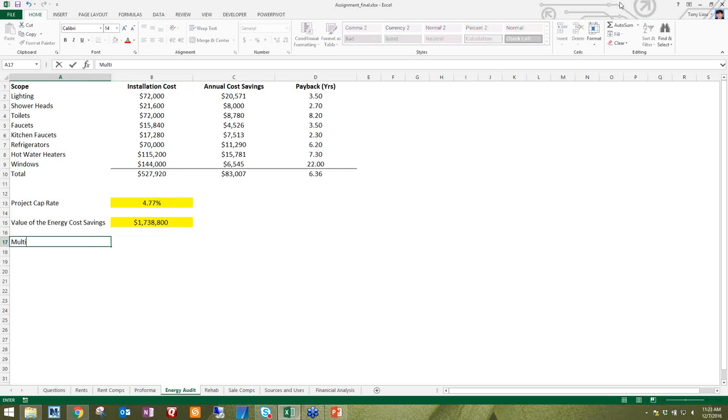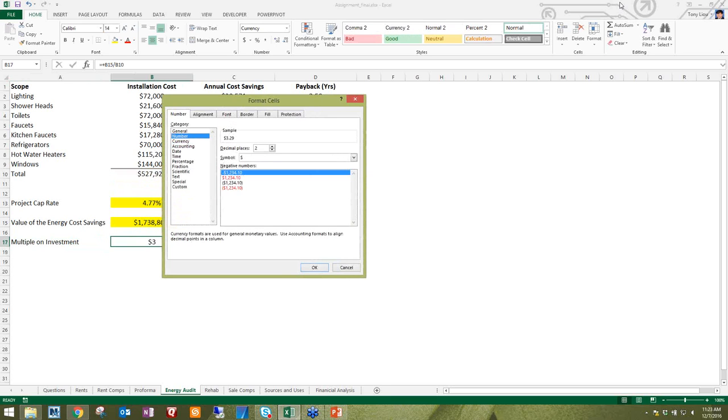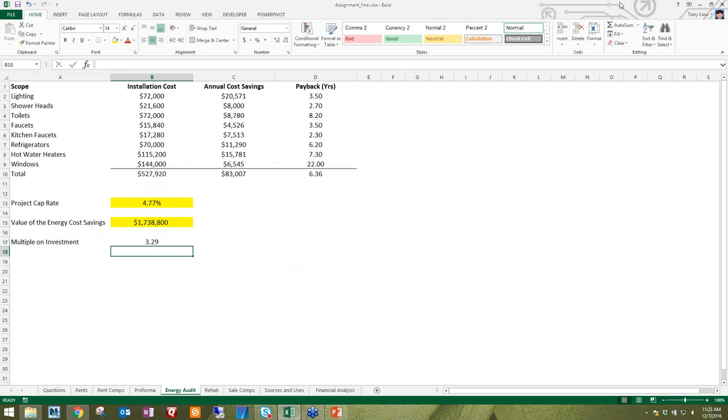So if I wanted to, I can say, hey, my multiple on investment is my total end value divided by how much I have to put into it. So I have a 3.29 multiple on my investment, which is pretty damn good.